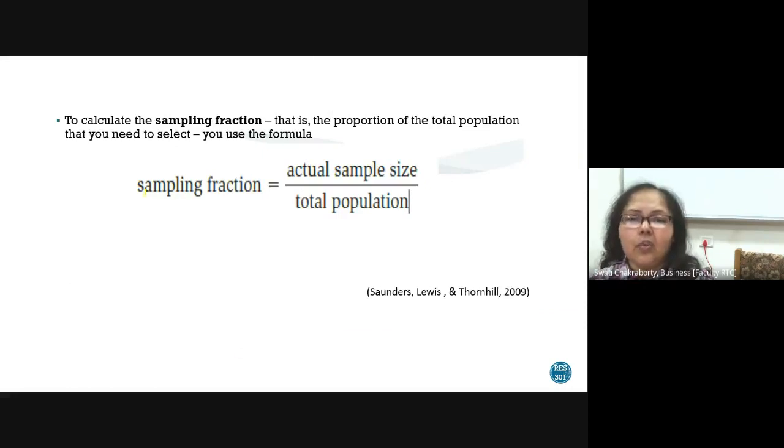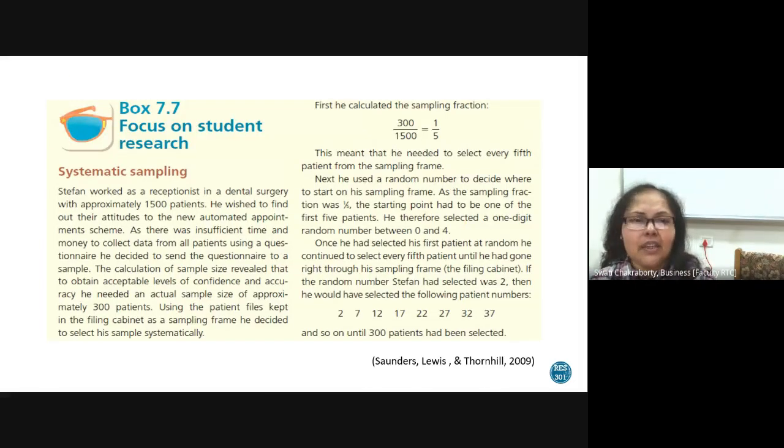Right. So what is the sampling fraction? It is the actual sample size divided by the total population. In other words, it is the proportion of the total population that you need to select. So, actual sample size by population. See, this is an example.